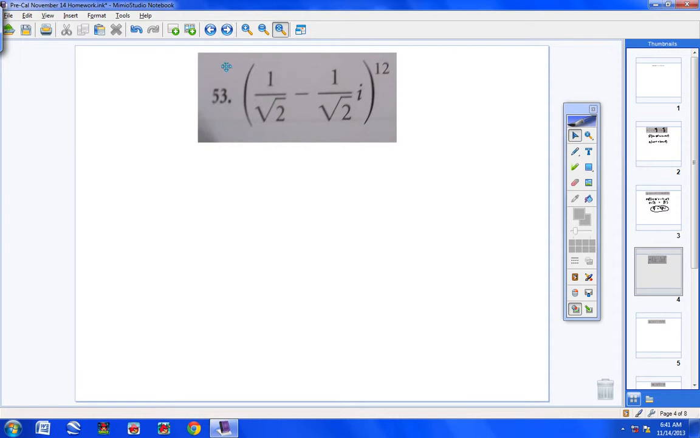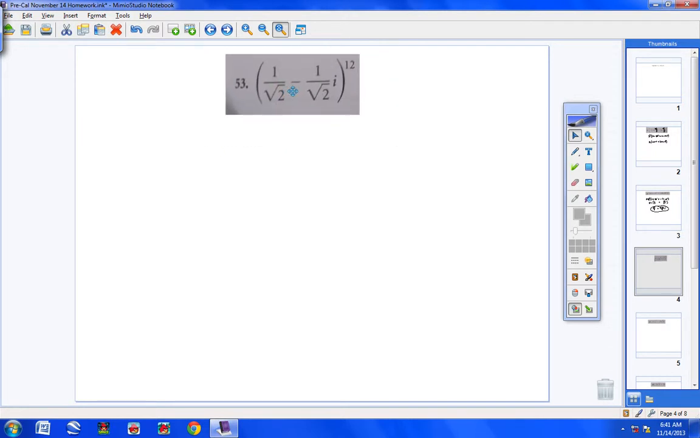Let's take a look at number 53. Okay, now they want us to raise this to the 12th power. Can you imagine how long that would take if we were doing that in standard form? I mean, that would really be crazy. So we're going to first of all convert this over to trig form, okay? And it shouldn't take too long to do.